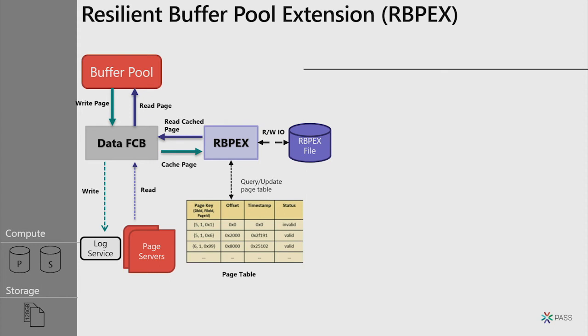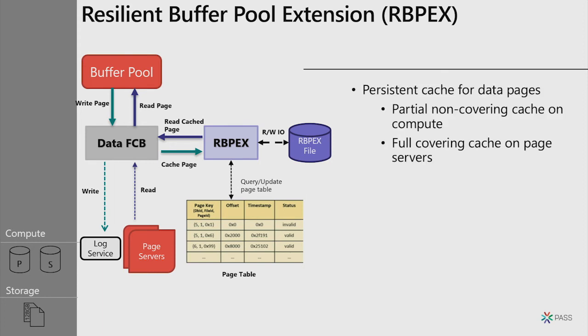And what is cached and not is stored in this hekaton table, or in-memory OLTP table, which has metadata. It's a page table that has what pages are cached, if they're valid or not, and some other details around that. So we talked about page servers being full cache, and compute not being full cache.